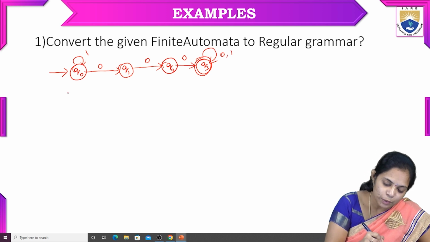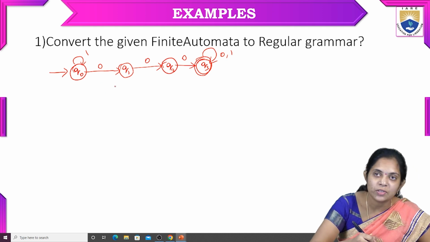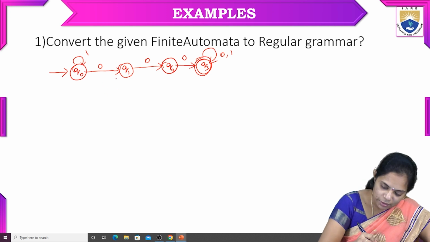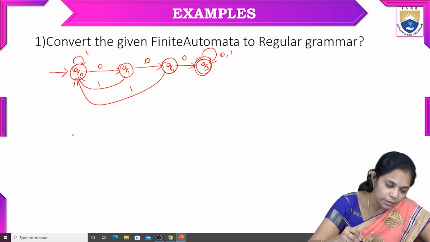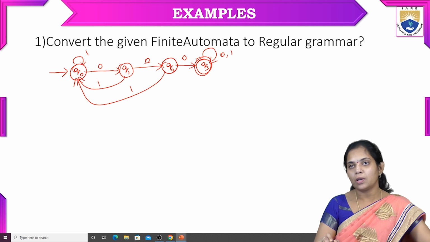For every input symbol we have to write where it is reaching the next state. For every input symbol, where it is reaching, we have to assume. For this input, 0 is there and 1 we have to write. And for this one also 0 is given, and what we have to write here. This is the transition finite automata.